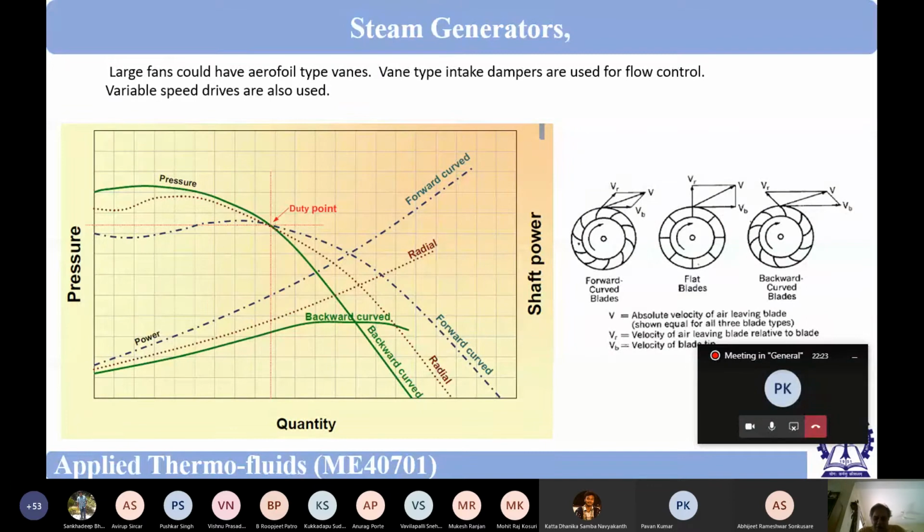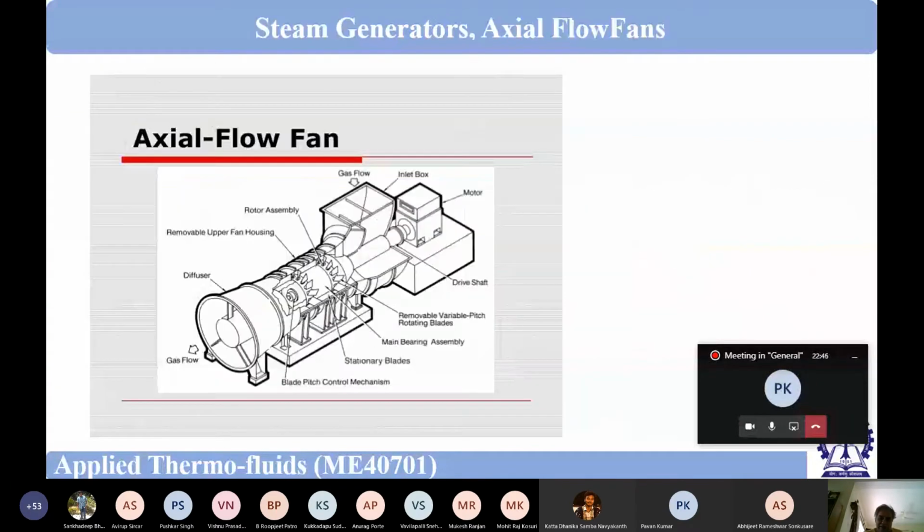Different kinds of fan design or pump design are possible where you can get a flat efficiency curve. The advantage is that over a large range, you can have a good amount of efficiency. Those I will not talk about because those are topics of fluid machines, some practical aspects of fluid machines. Let me go back to where I was.